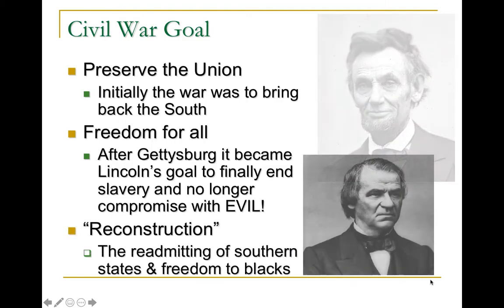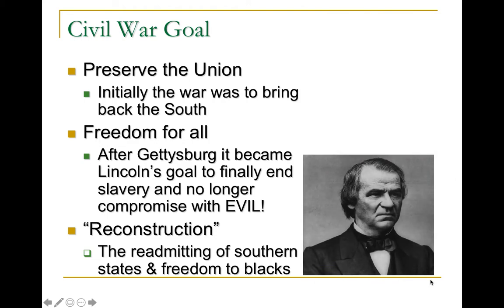Reconstruction, that's the readmitting of southern states and freedom for blacks. However, Lincoln's Reconstruction ideas would not be carried out in full because of his assassination that will happen, and his running mate that he compromised with, southern former slave-owning racist president Johnson, Andrew Johnson, would block much of that.